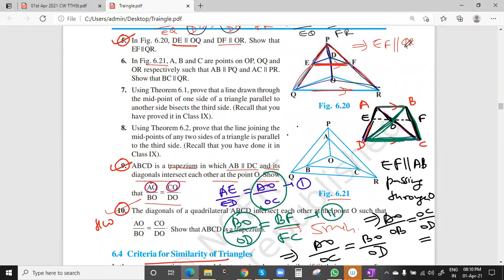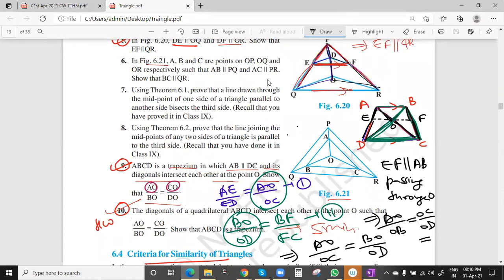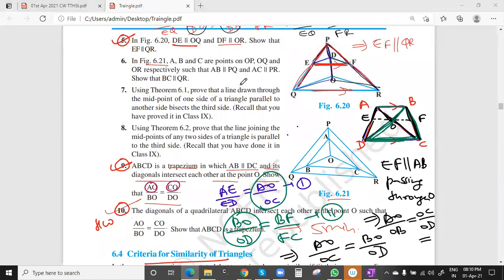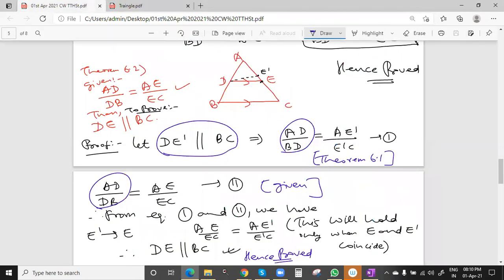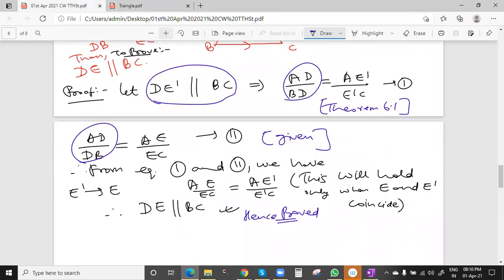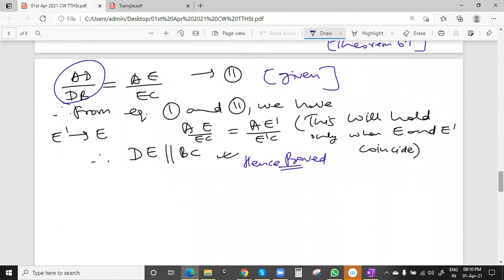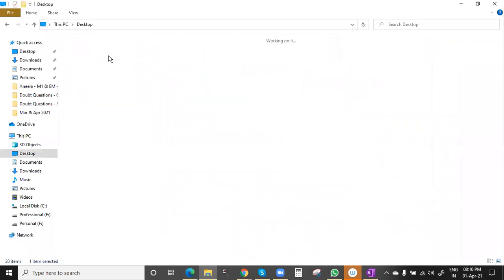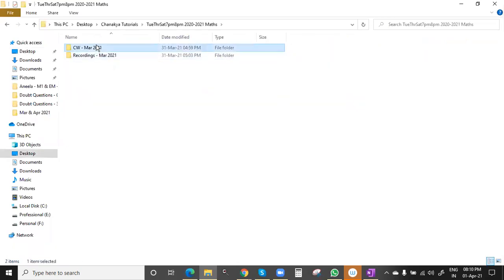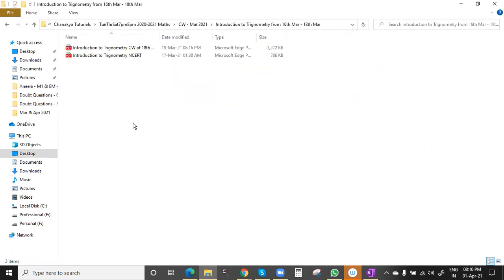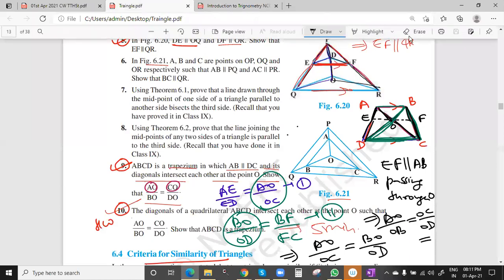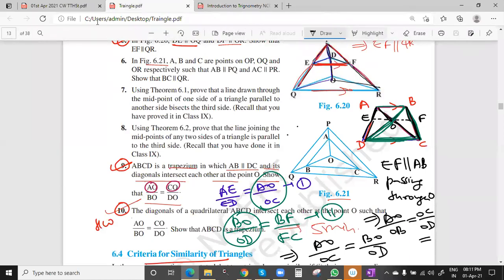Sir, I have a doubt from trigonometry. Can I ask? No problem. Please ask. What is your doubt? From trigonometry, sir. One second, let me open. Yes, this is your book, Introduction to Trigonometry. Okay. Which exercise? Sir, not an exercise, a question which I found online. I'm unable to solve it.